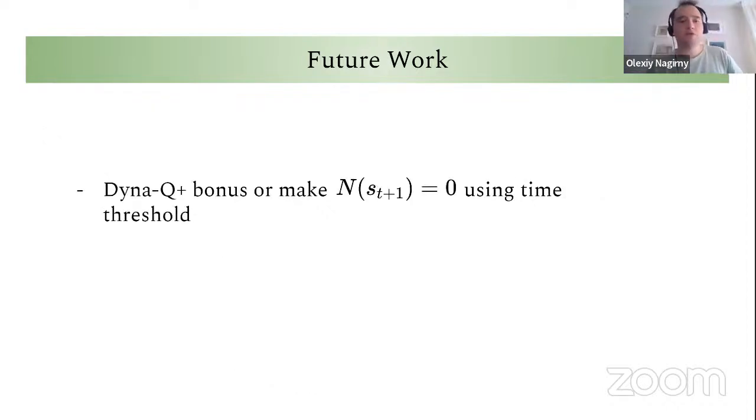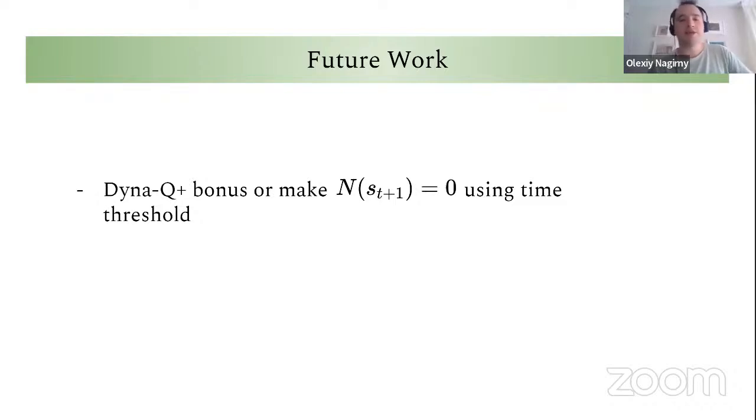Another thing is Dyna-Q plus bonus. This is the idea of Sutton, his work and his bonus. However, the idea is not just to introduce this bonus, but to track it. The bonus is based on the number of time steps passed since this state-action pair was visited. If a state-action pair was visited a long time ago, it probably deserves to be visited again.